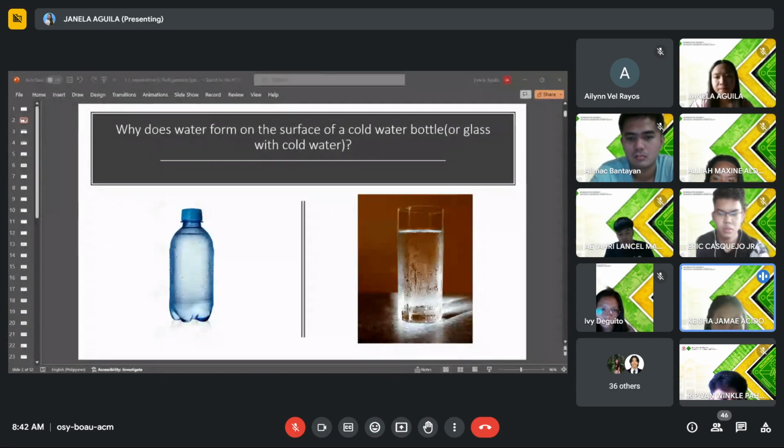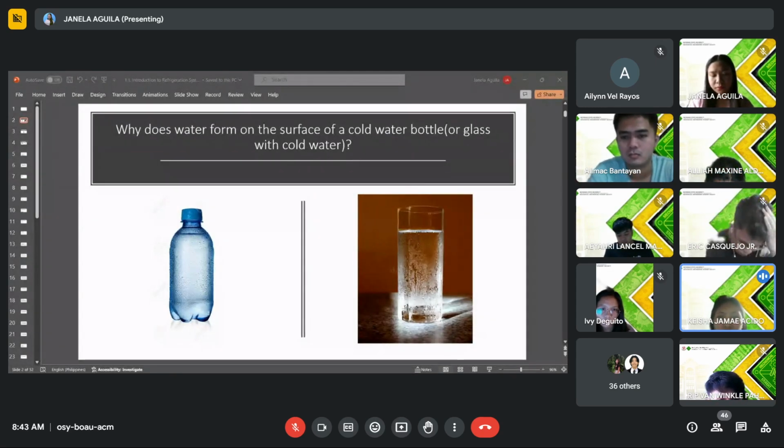So, in this case, we can conclude that the moisture in the air changes from a vapor to a liquid state as a result of temperature differences between the air and the surface. That's all po, ma'am.